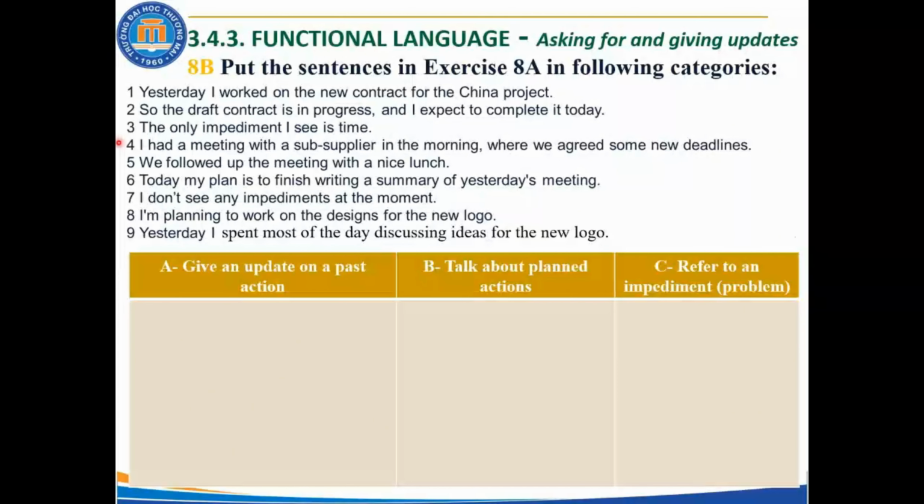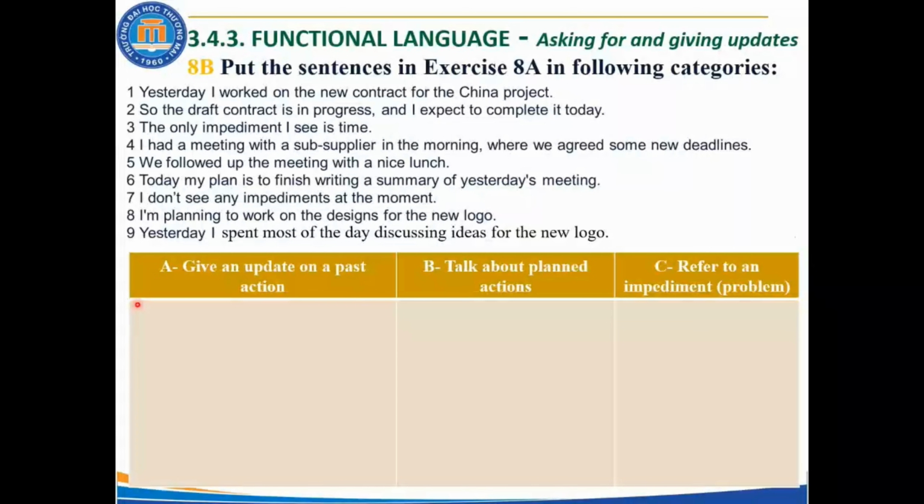Now let's move on to exercise 8B. Please put the sentences in exercise 8A from number 1 to number 9 here in 3 categories. Category A, give an update on the past action. Category B, talk about planned actions. And category C, refer to an impediment or problem.